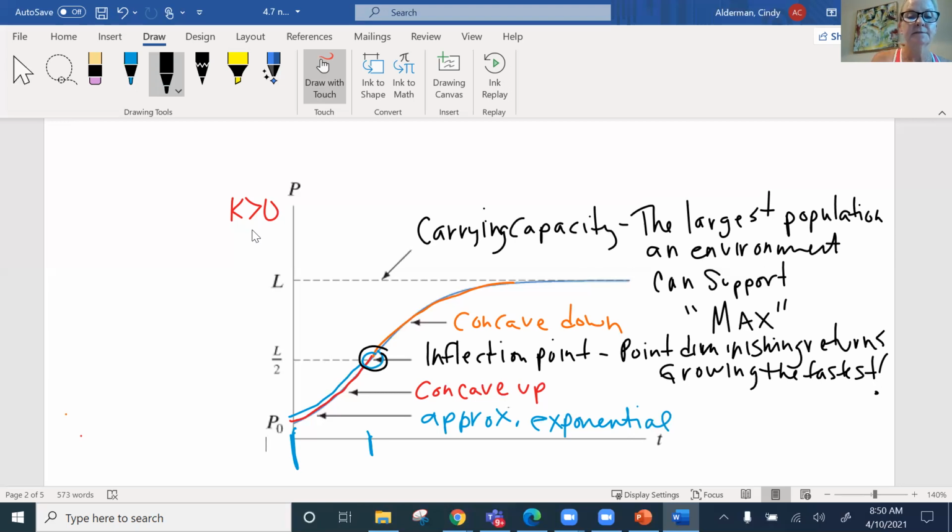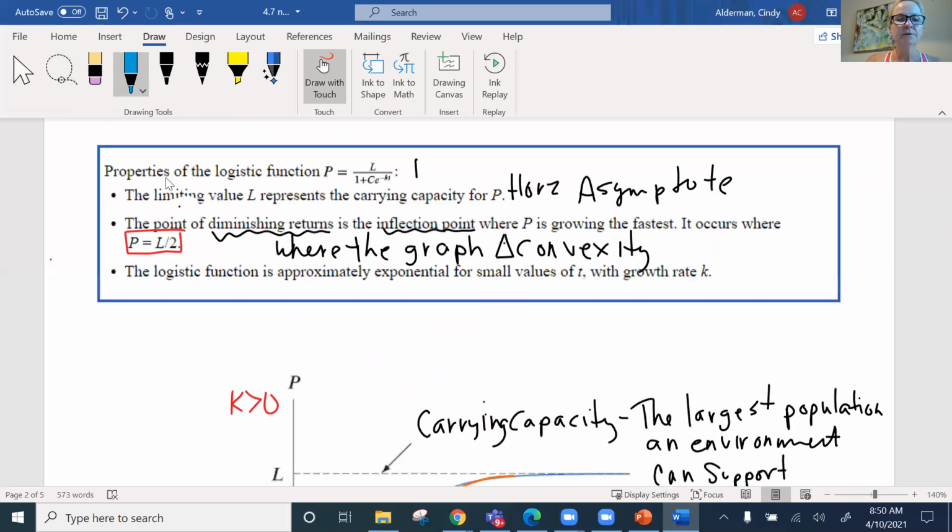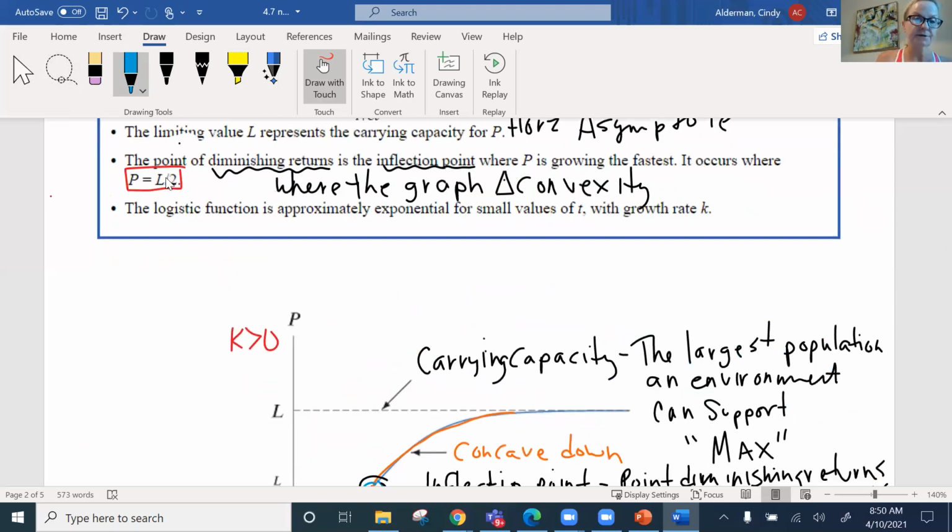And let's see, there's another thing I wanted to add. This is approximately exponential for small values, which is the left side of the graph. Okay, so that's all the basics. What else? I did want to tell you something about the C parameter.